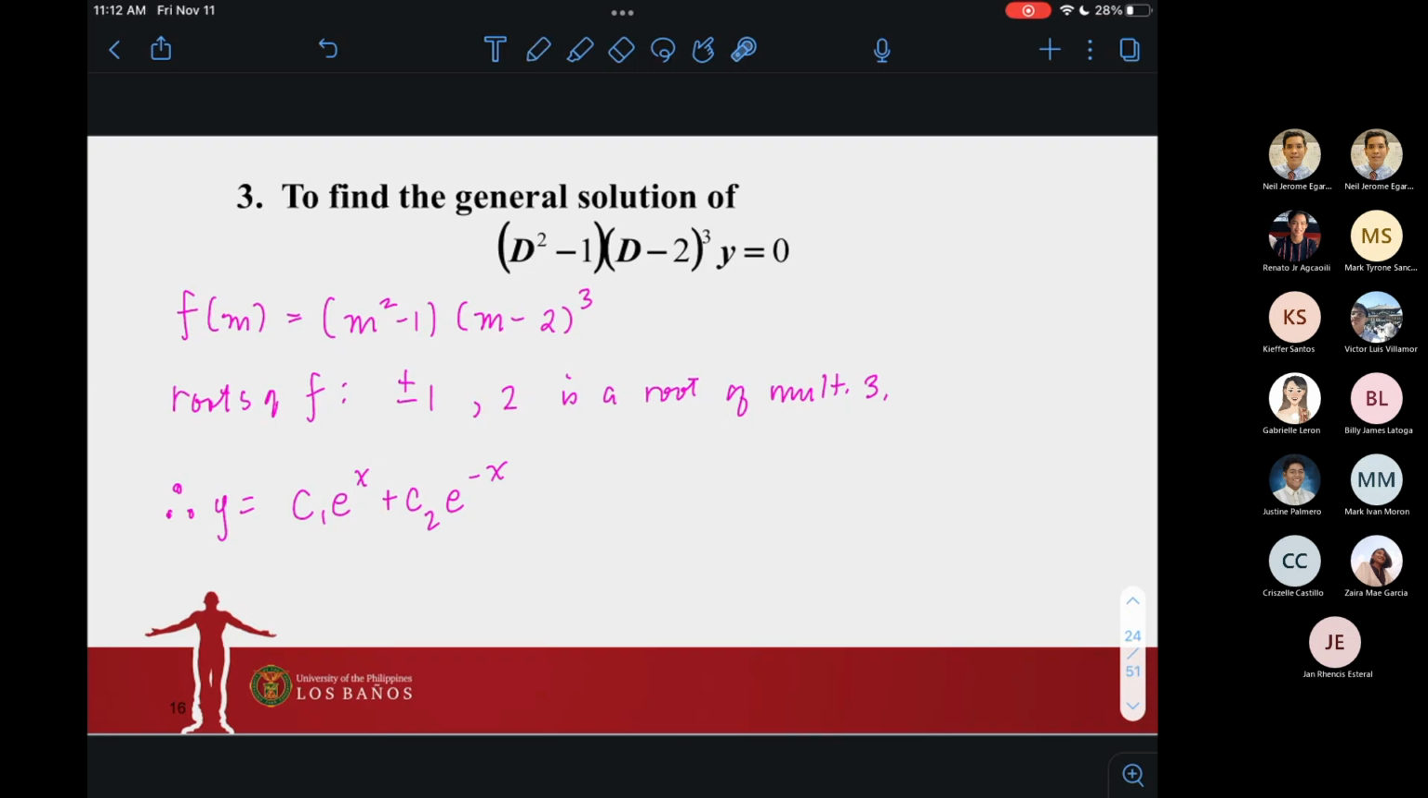Now, we need to take care of yung natitirang mga roots. Si 2 yung natitirang root pero ang multiplicity niya ay 3. So mag-a-apply para sa kanya yung case number 2. Okay? Sa case number 2, magkakaroon tayo ng e to the root x, so e to the 2x, times a polynomial of degree 1 less than the multiplicity. Multiplicity 3 yung root natin, so dapat meron tayong quadratic polynomial. So I will have C3 plus C4x plus C5x squared there. And that's our general solution.